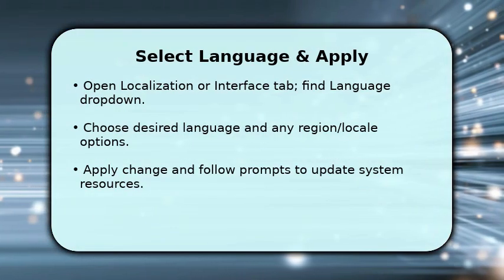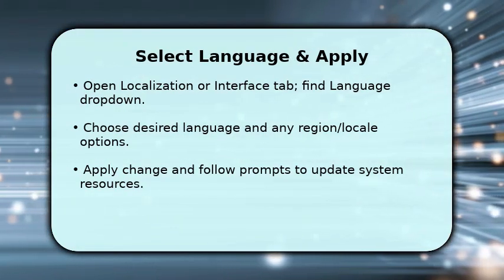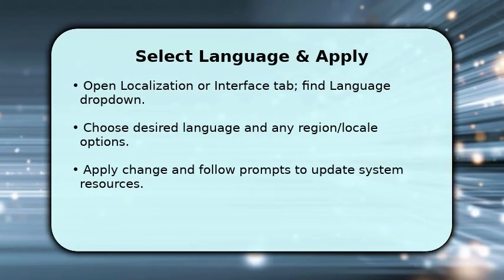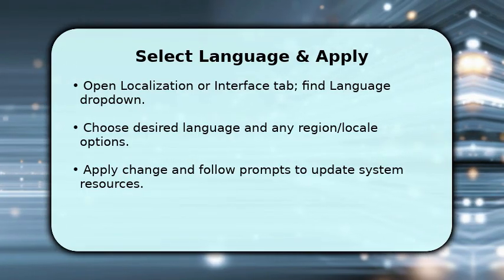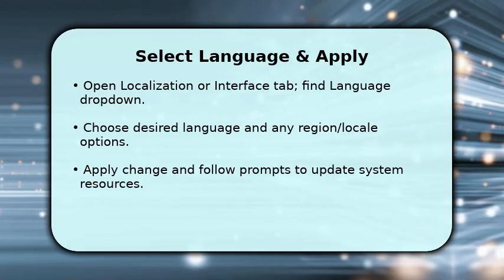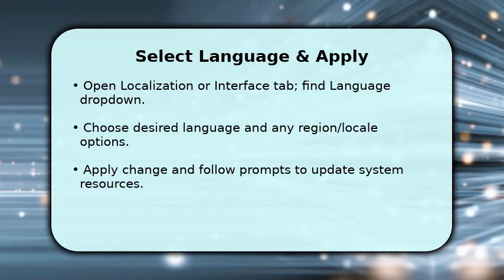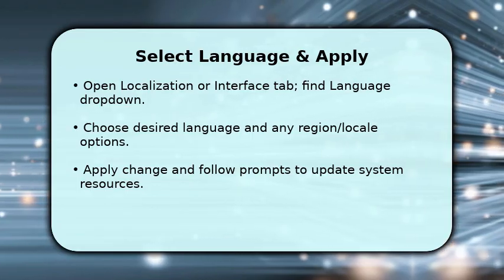Once inside Localization, open the Language dropdown and pick the target language. You may also select a locale or region variant to adjust formats. After choosing, click Apply or Save. This triggers Netmirror to swap resource files and interface text.